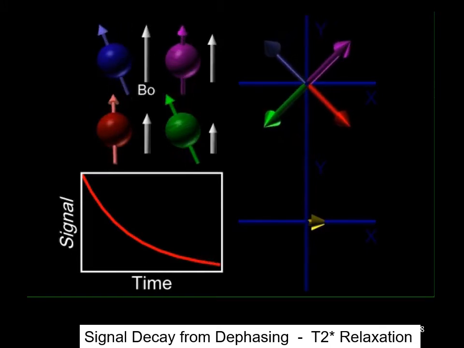In the upper right, you see the vector representations eventually get completely pointed in different directions from one another. In the bottom right, you see the vector sum tends towards 0. And in the bottom left, you see the signal decays away exponentially from its initial maximum, eventually towards 0, in an exponential manner. This is due to dephasing, and it's called T2 star relaxation.